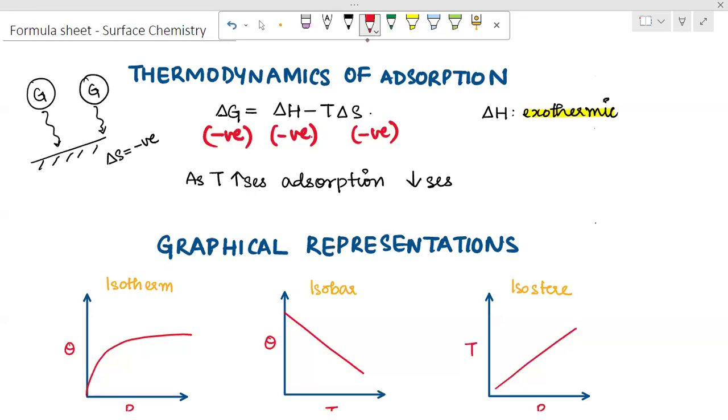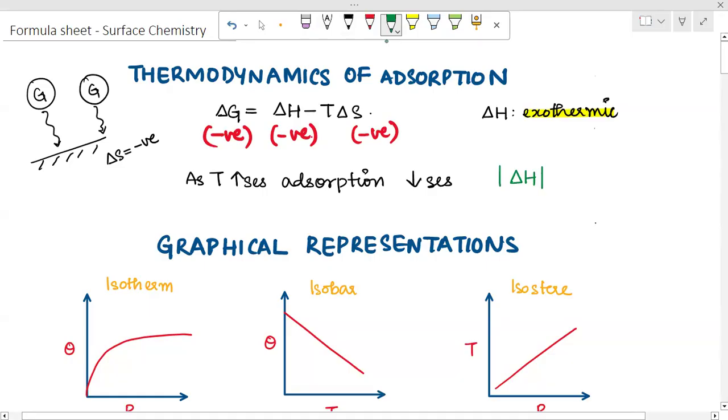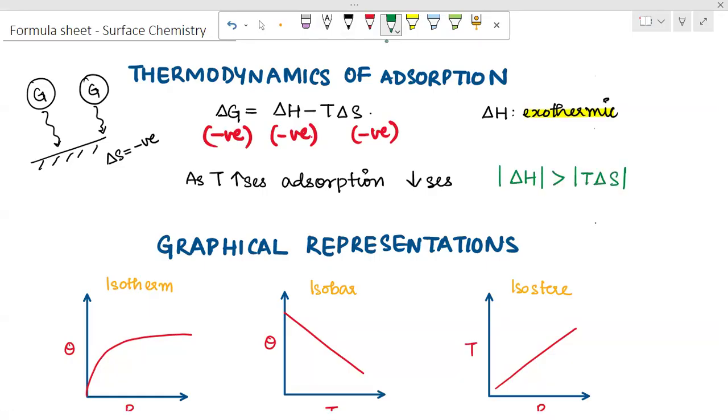And in order to keep delta G negative, the temperature should always remain low. In other words, the modulus of delta H should always be higher than T delta S. Otherwise, it won't be negative. So as temperature increases, the adsorption decreases, or we can say as temperature increases, desorption increases.